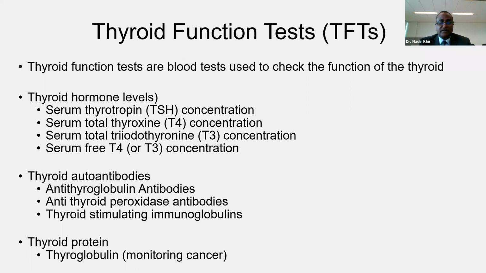And the last thing in the thyroid function test that we can do in the blood is the thyroid protein called thyroglobulin, and usually this protein is needed in monitoring thyroid cancer. We don't order thyroglobulin on a daily basis. We don't need it for hyperthyroidism diagnosis or hypothyroidism or anything. We need it only to monitor thyroid cancer.